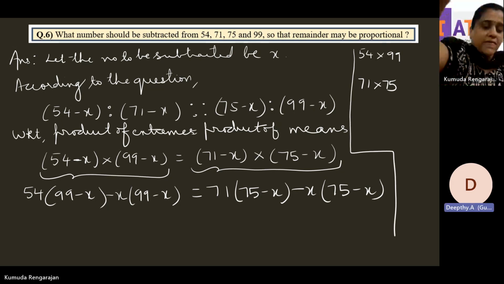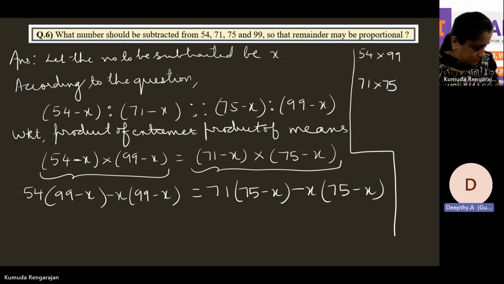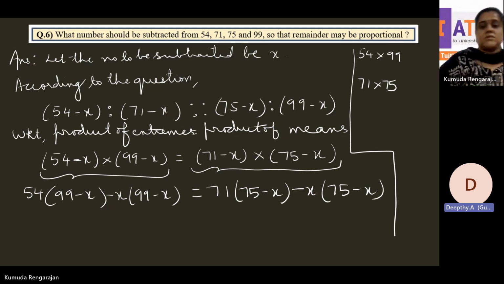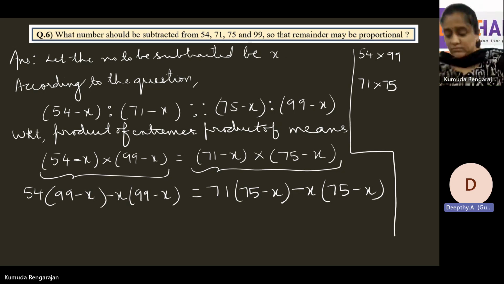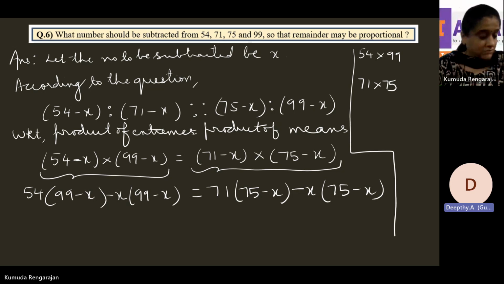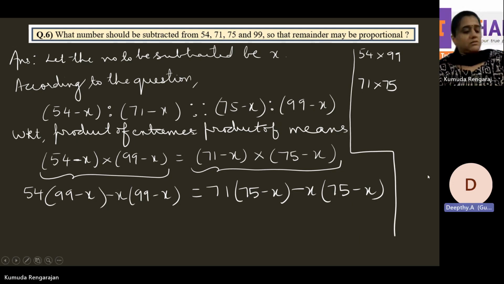Ma'am, can I tell the answers? Yes, Deepthi. For 54 into 99, the answer is 5,346. Okay, correct. And for 71 multiplied by 75, it's 5,325. Correct, Deepthi. Have you completed the answer till here? Yes, ma'am.